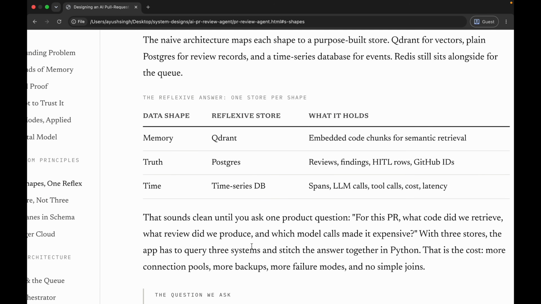overall issues: more data shapes and more databases to be used, the more connection pools you need, the more backups you need to have. For example, what if Qdrant fails? What if Postgres fails? What if one of the data stores fails? What if something does not happen? What if a row gets corrupted? There can be multiple failure modes for the same thing. So for a simple question, we have three different maintenance overheads to deal with.